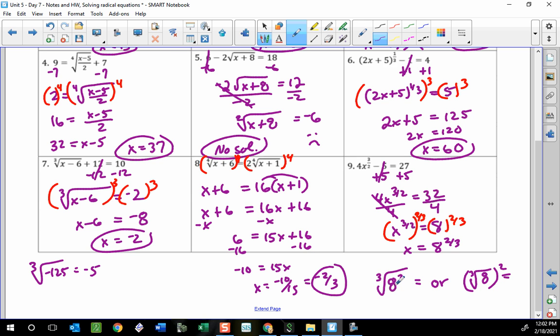8 squared is 64, so the cube root of 64 is 4, if you like it that way. Here, the cube root of 8 is 2, and 2 squared is 4, if you like it that way. Whatever you feel like doing, it's possible to do without a calculator. So the answer is 4, either way.